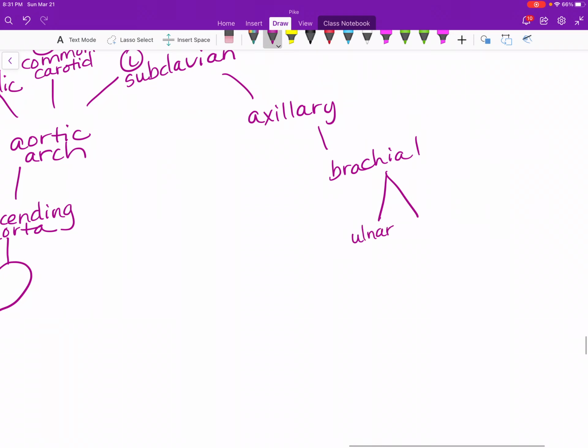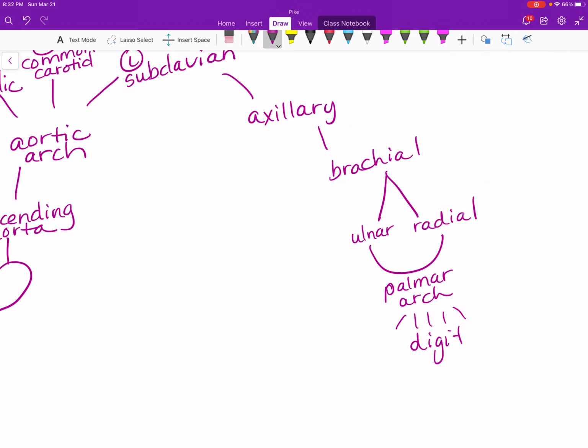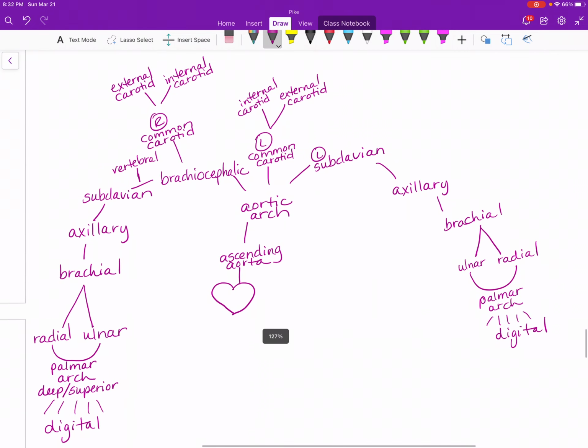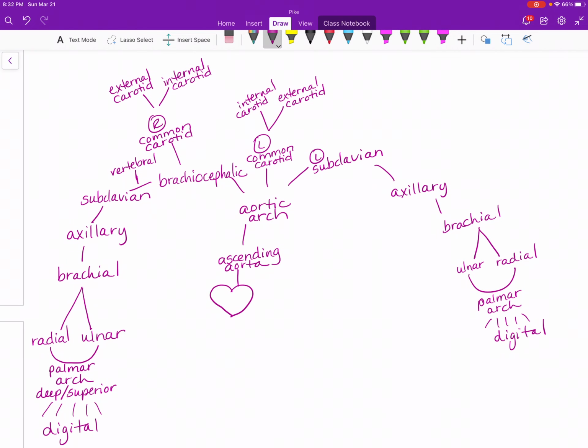Again, radial is on the outside. We're going to come together for the palmar arch, both deep and superficial, and our 5 digital arteries. Okay, so that is all the 3 branches of the aortic arch. So they really supply your head and arms.